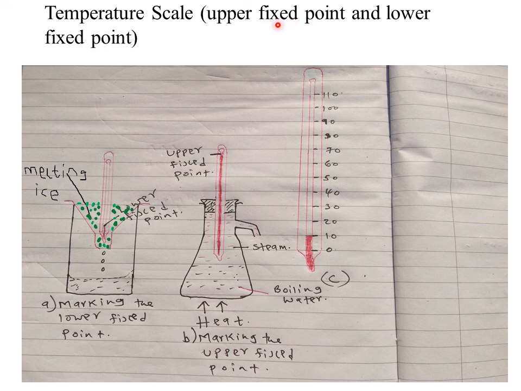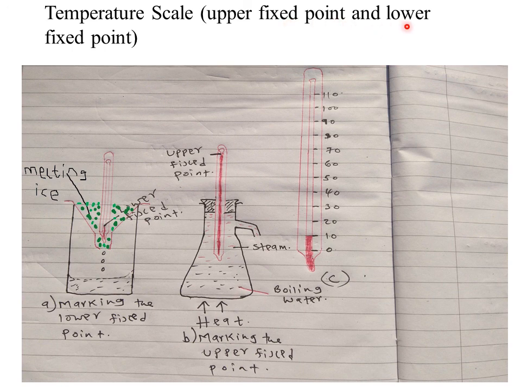This is because water could contain impurities that could raise the boiling point. Remember, impurities will always raise the boiling point of a pure substance, and they will always lower the melting point of a pure substance. So if you are asked to give a reason why steam and not water is used in determining the upper fixed point, it is because water could contain impurities which could increase the boiling point.